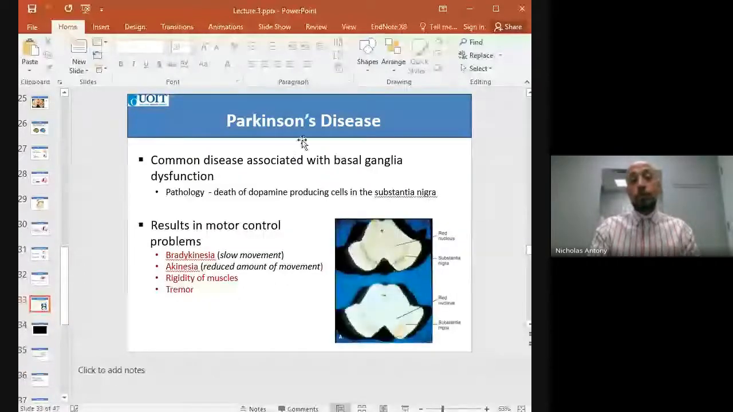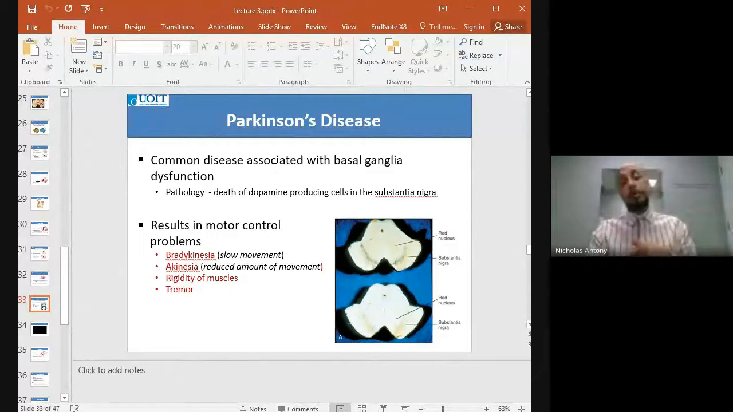And we know this through Parkinson's disease, which affects the basal ganglia. We can look at the symptoms of Parkinson's disease and then get a better idea of what the basal ganglia is actually involved in.